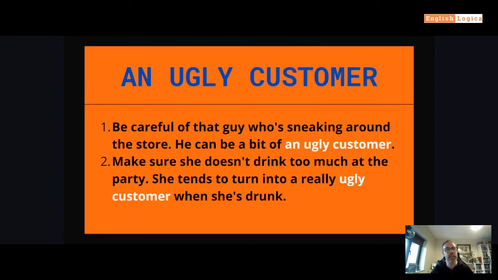This idiom then, an ugly customer. This is slightly different. This is not about physicality. It's not about how people look. It's about their behavior. Ugly behavior, it's a figurative use. So example 1, be careful of that guy who's sneaking around the store. He can be a bit of an ugly customer. This just means that people can get angry or can cause aggravation or can maybe just blow up in your face, make things difficult for you. So example 2, make sure she doesn't drink too much at the party. She tends to turn into a really ugly customer when she's drunk.